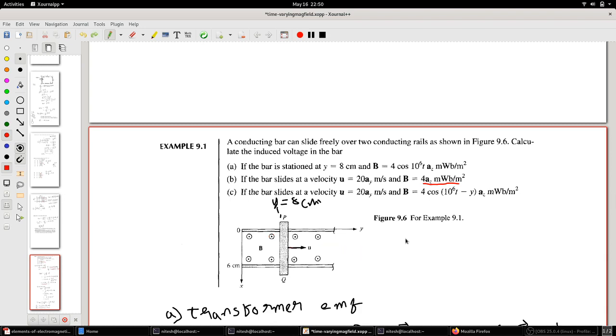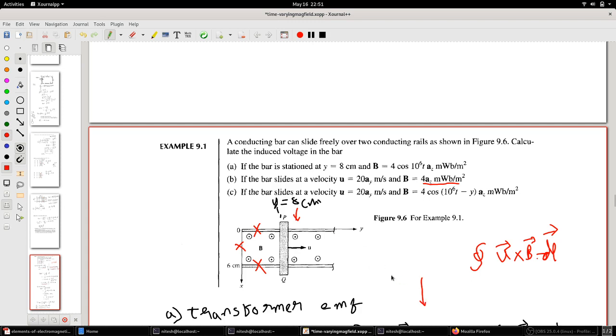Now what we have to find is U cross B. U will be 0 on the stationary sides, so the closed loop integral of U cross B dot dl is what I have to find first. If I use the convention and see from the top view, B is coming out from the top view.